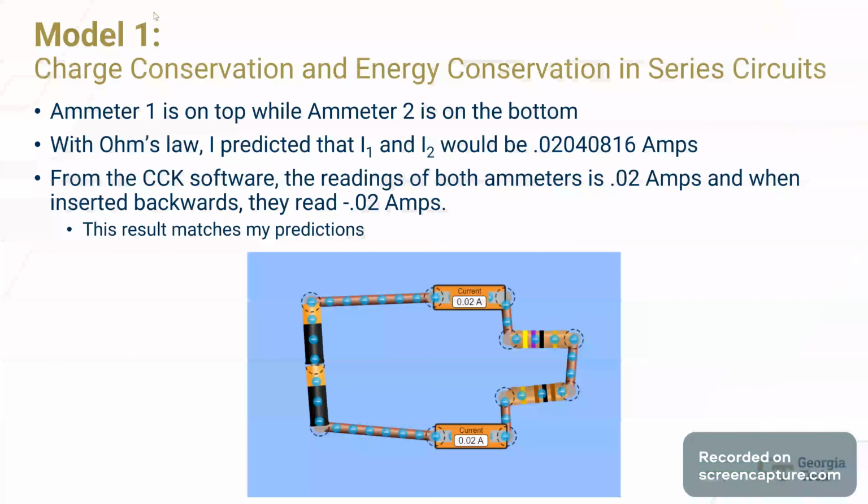So the experiment. Model 1, where we examine charge conservation and energy conservation in series circuits. Below you can see that I named ammeter 1 on top and ammeter 2 on the bottom. With Ohm's law, I predicted that I1 and I2 would be about 0.02 amps. From the CCK software, the readings of both ammeters are 0.02 amps, and when you insert them backwards, they read negative 0.02 amps. This result matches my predictions.